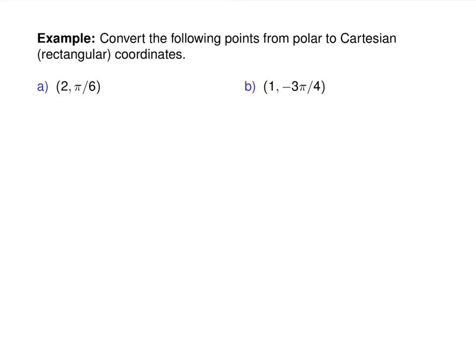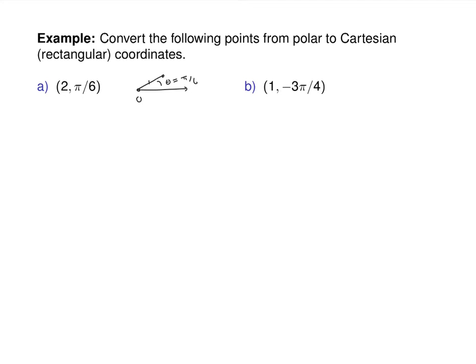All right, let's use those conversion formulas to convert the following points from polar to Cartesian or rectangular coordinates. So first, let's plot the point. We have our origin and our polar axis. We are a distance of 2 away and an angle of π/6. So call that 1, call that 2, and this angle in there is theta equals π/6.